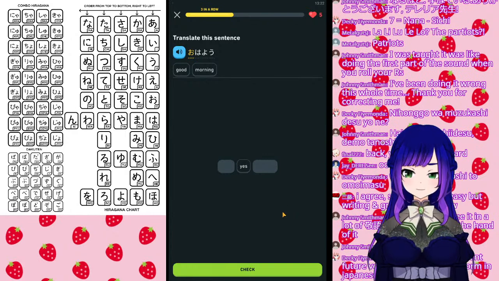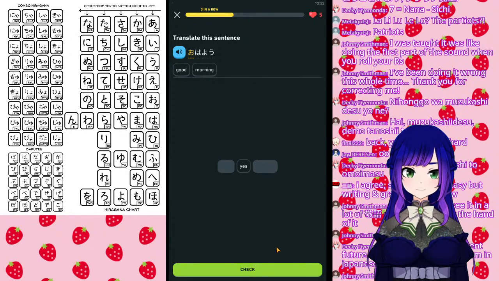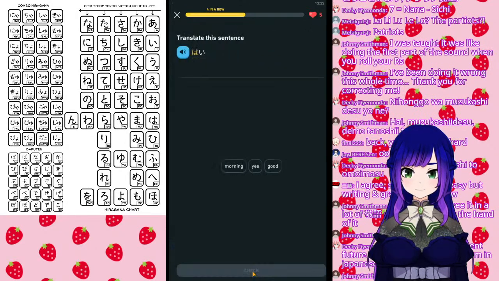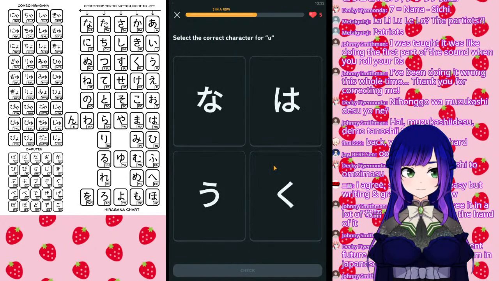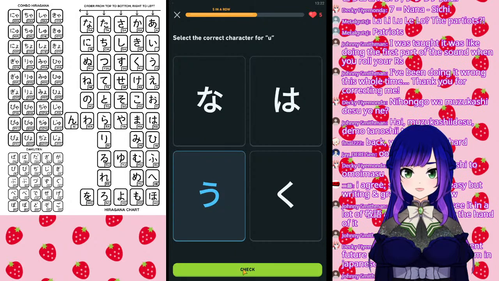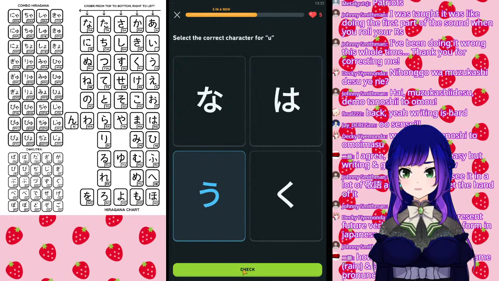スペイン語はめっちゃ難しいもんね。おはようございます。Good morning. はい。Yes. はい、いくよ。Top left な、は、う、く、う is this one. Comment: How to differentiate between 雨 and 雨 for the pronunciation.